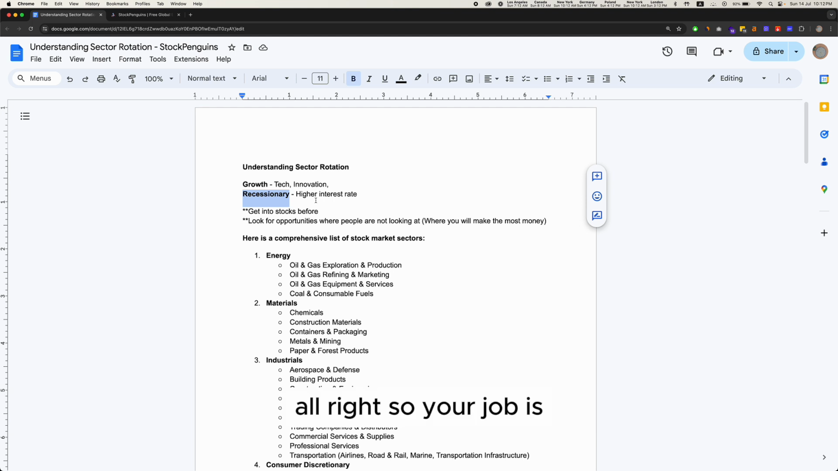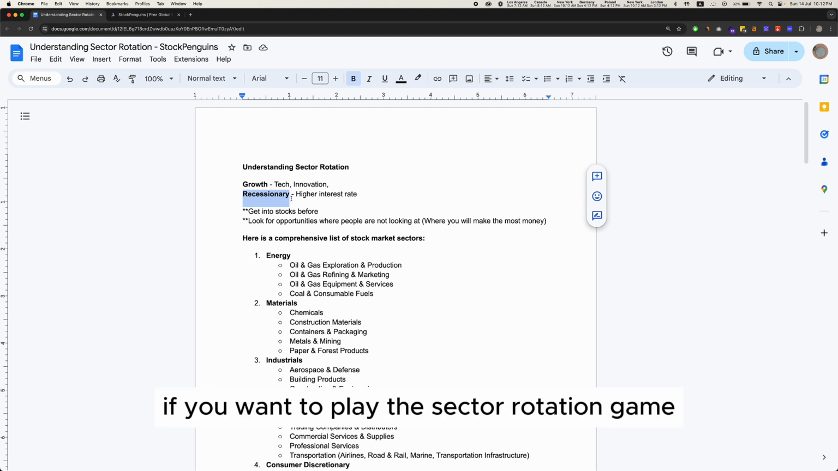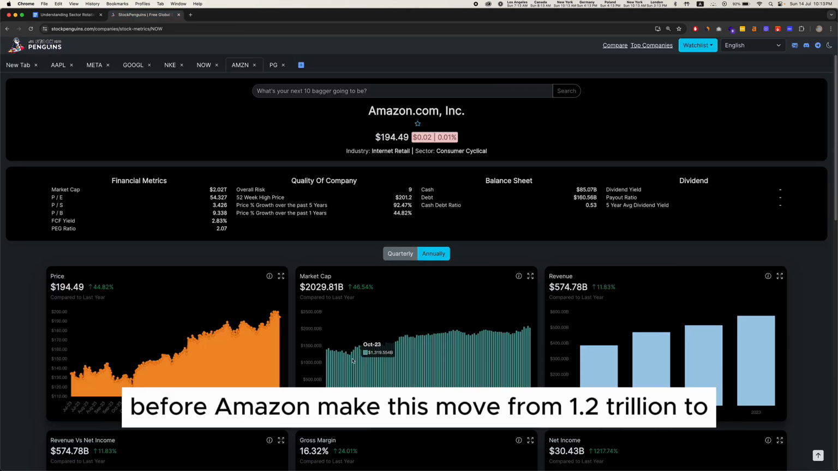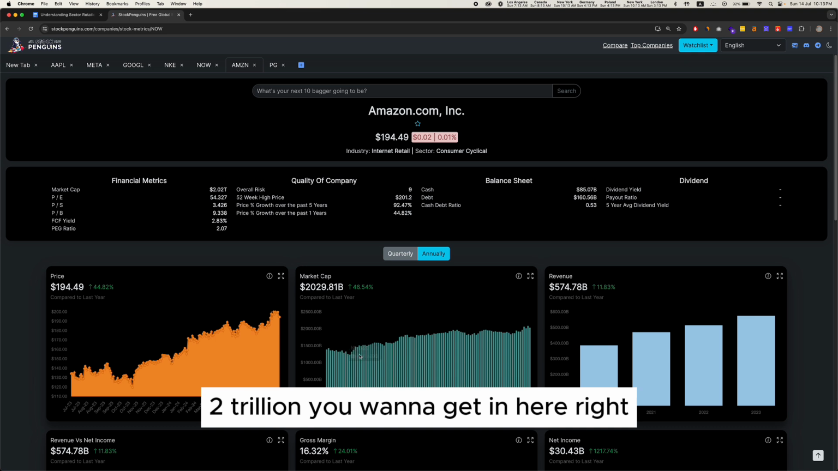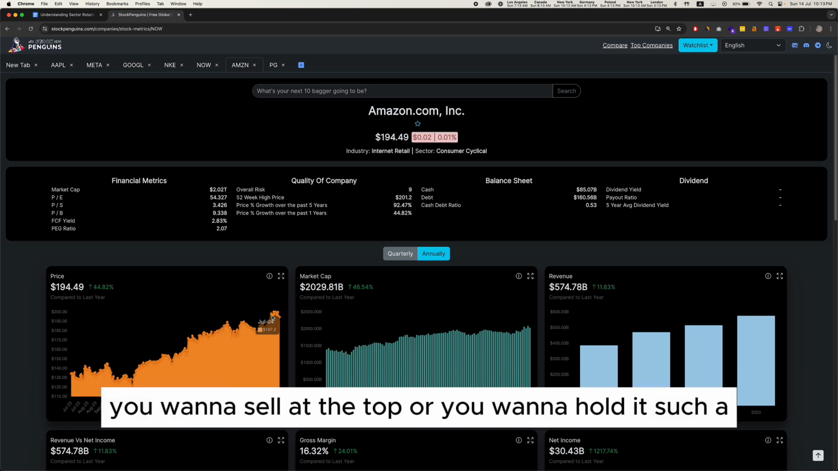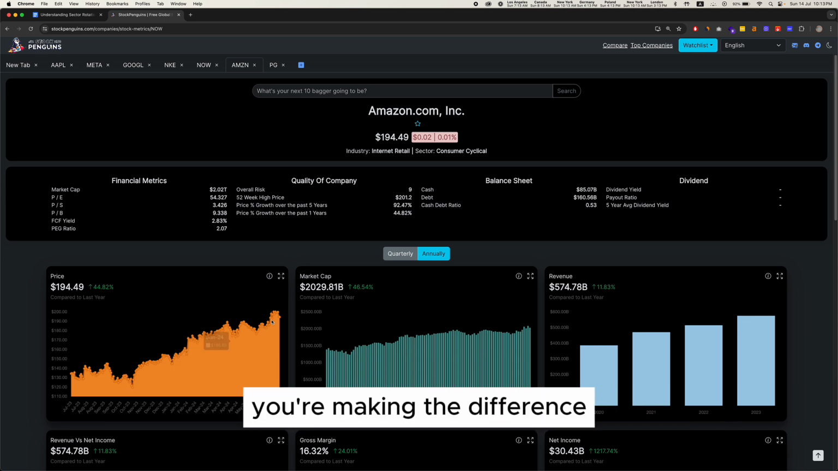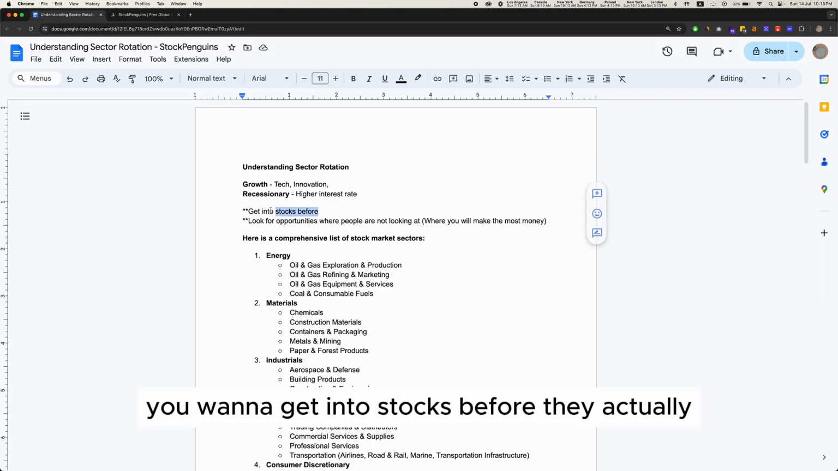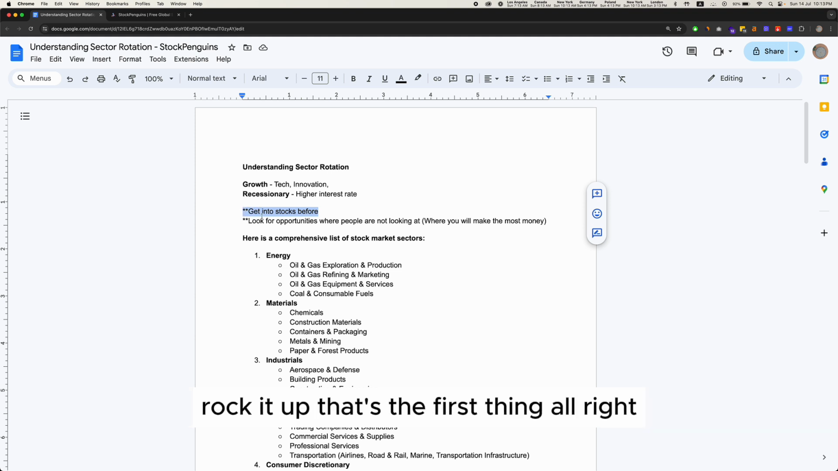All right. So your job, if you want to play the sector rotation game, is basically you're trying to get into stocks before they start ramping up, right? So before Amazon made this move from 1.2 trillion to 2 trillion, you want to get in here, right? You want to get in at the bottom, and then you want to buy. You want to sell at the top, or you want to hold it such that you're making the difference. Okay, so you want to get into stocks before they actually rocket up. That's the first thing.